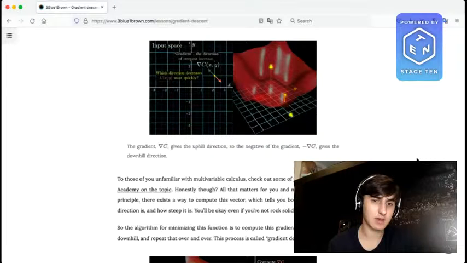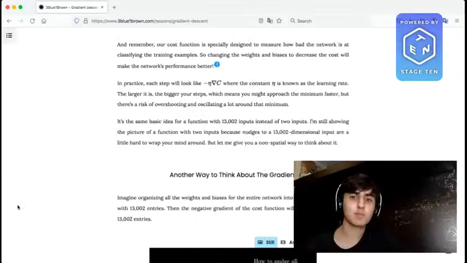Let's just review that quickly. The larger that is, the bigger your steps, which means you might approach the minimum faster, but you might overshoot. Right. It's the same basic idea for a function with 13,002 inputs instead of 2. I'm still showing the picture of a function with 2 inputs because the nudges to a 13,002 dimensional input are a little hard to wrap your mind around. Yes, we live in a 3D world, not a 13,002. But let me give you a non-spatial way to think about it.